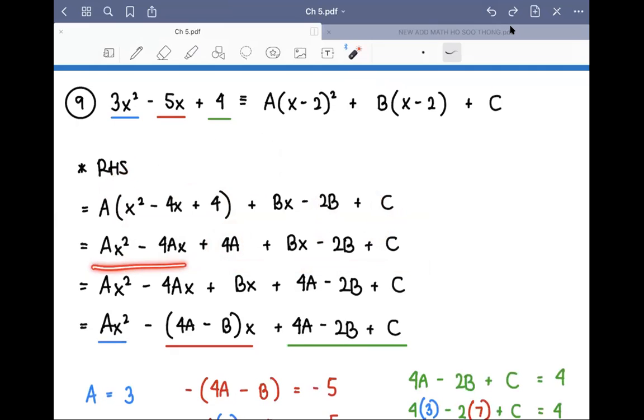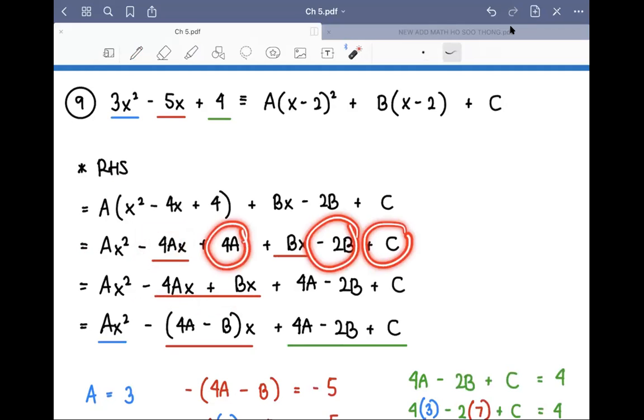And then what's the next step after you have done removing the brackets? So you combine all the like terms. Do we have another x squared? We don't, right? So we bring down ax squared. How about x? Yes, we have x here. So we have minus 4ax and then bx. So that's why I put them together here, class. Okay, so put them together like this. That's for x, right?